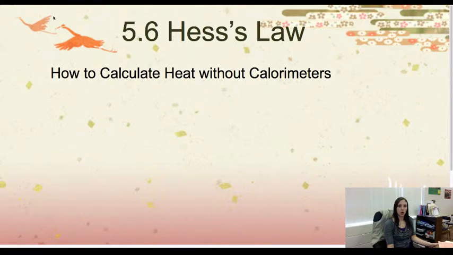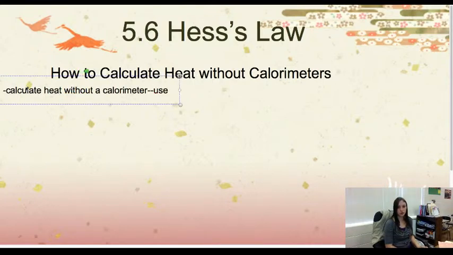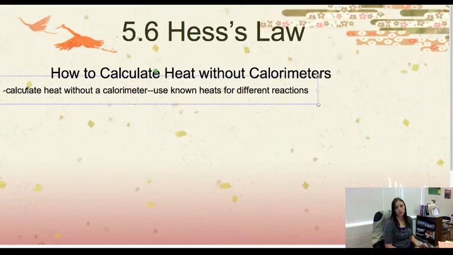So what we do for Hess's Law here is we're going to calculate without a calorimeter. You use known heats for different reactions. So it shouldn't matter. For a set reaction, we have the same enthalpy value or delta H value every single time. Now it does matter what your coefficients are, but if that equation is balanced correctly, it'll have the same delta H every single time. So all I have to do is look at what that reaction is, look it up, somebody else did the experiment for me, and then I'm good to go.